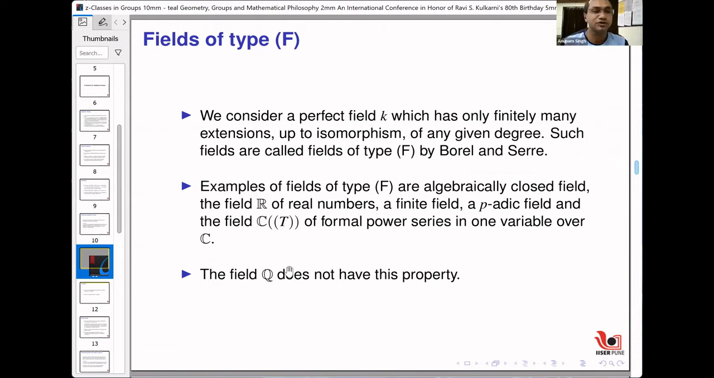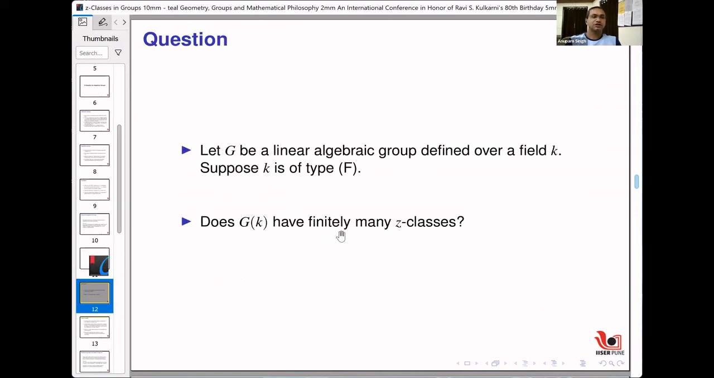The fields of type F have some interesting arithmetic properties which play a role. For example, you can also look at quadratic forms. There are going to be finitely many quadratic forms over fields of type F. So here is the question. If I take a linear algebraic group G defined over a field K, and suppose K is of type F, the question is: does G(K) have finitely many G classes? Of course, if K is algebraically closed and G is reductive, it's answered by Steinberg in some sense. So let's see what we can do.